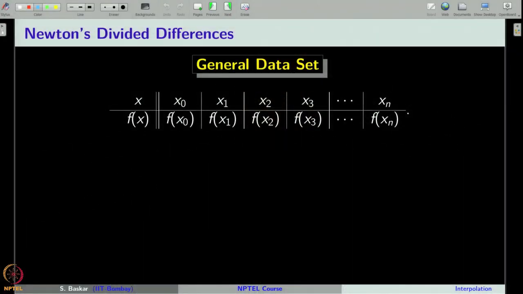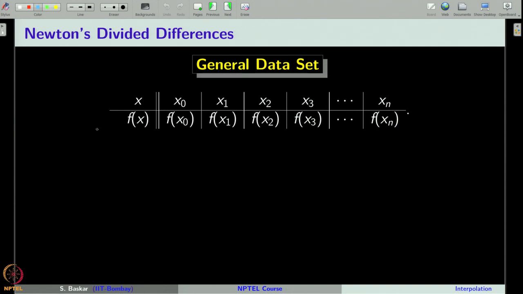Let us start our lecture with a brief recall of what we learnt in the last class on Newton's form of interpolating polynomial. We are given a data set with nodes x0, x1 up to xn, which are distinct nodes, and the corresponding values are given as the y coordinate. Just to introduce the divided differences, notationally it is more convenient to use these values as they are obtained as the function values. This is just for notational purposes.